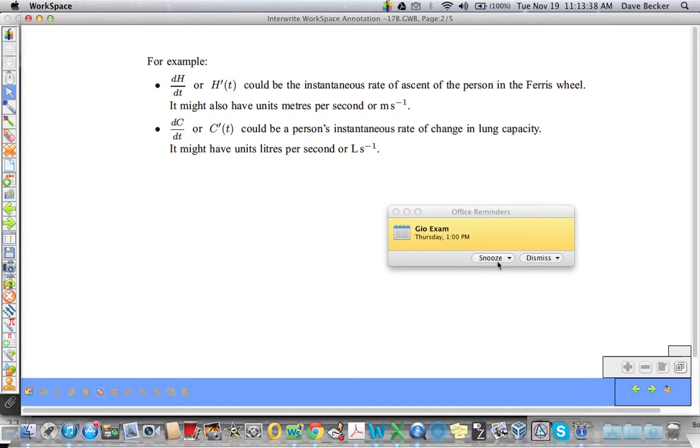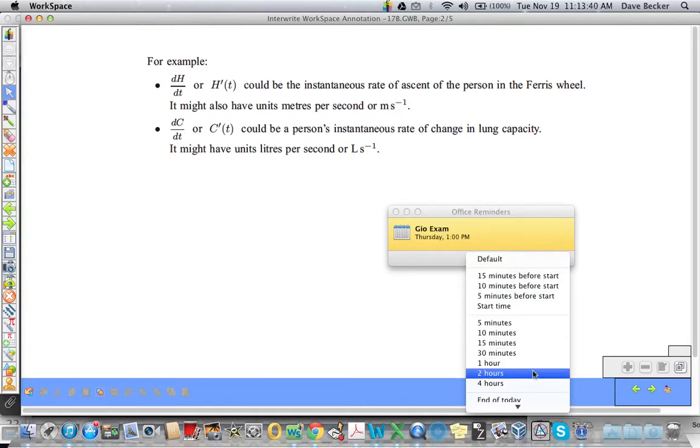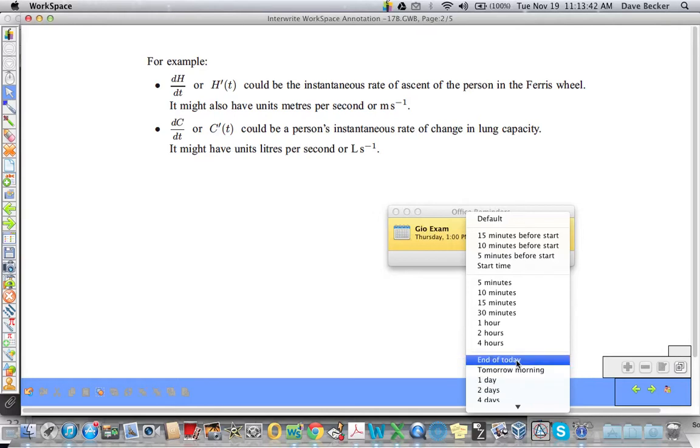Ooh, I got to give Geo her exam, so let us move that till the end of today.